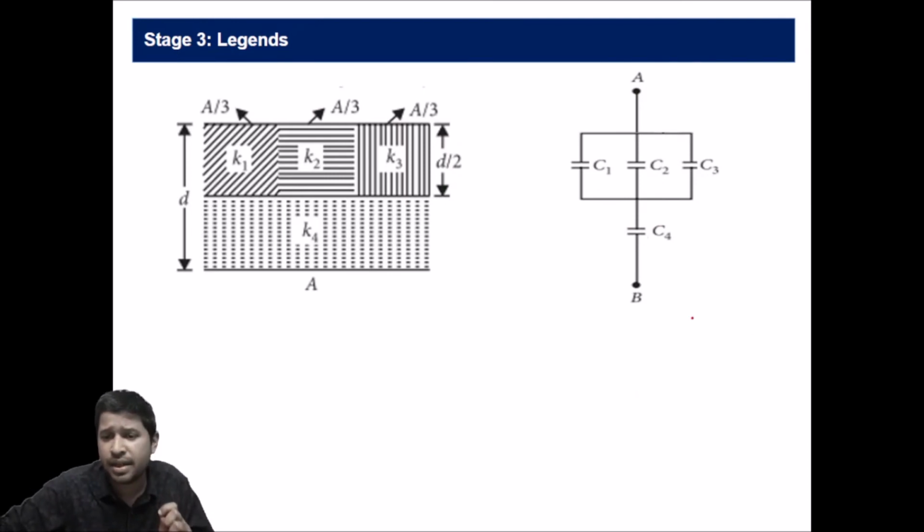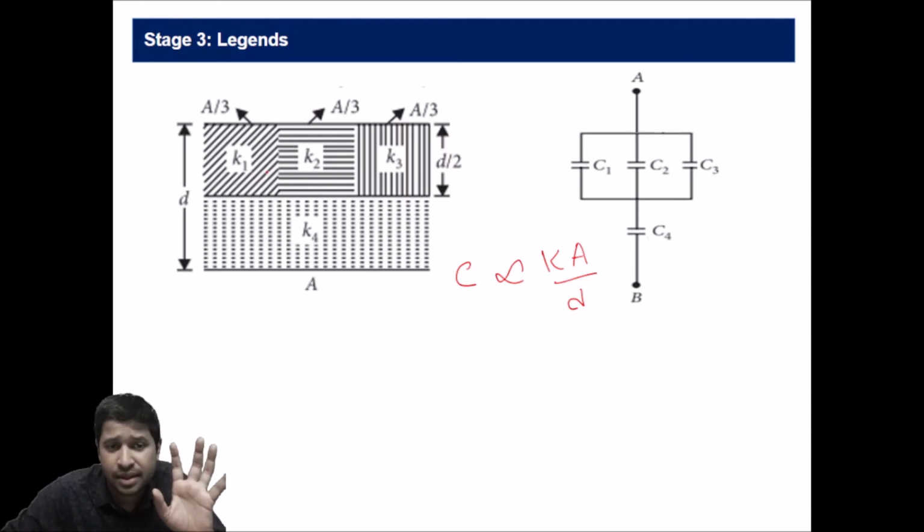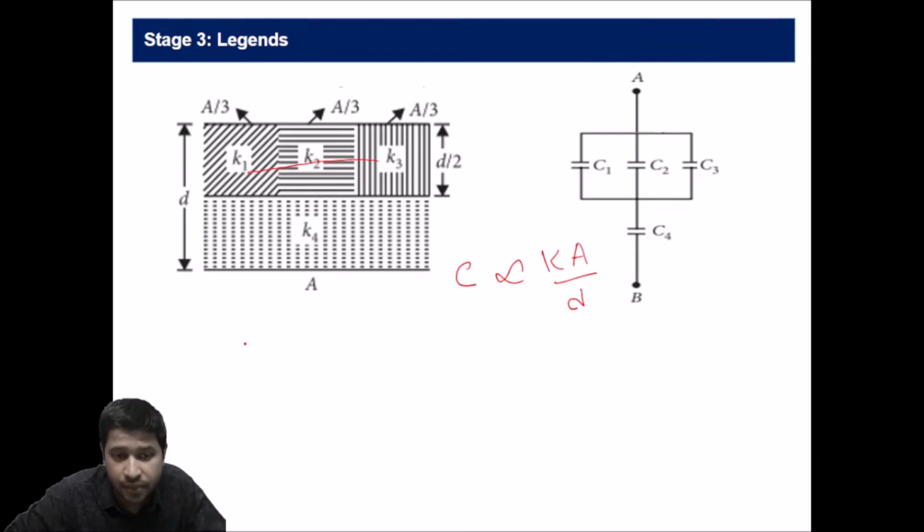He knows that capacitance is directly proportional to K A by D. So more the area, more the capacitance, less the distance, more the capacitance, and so on. And he knows that these three are in parallel, and these three combined with this, they are in series. So instead of doing all these steps, all we need to do is write the final equation directly.